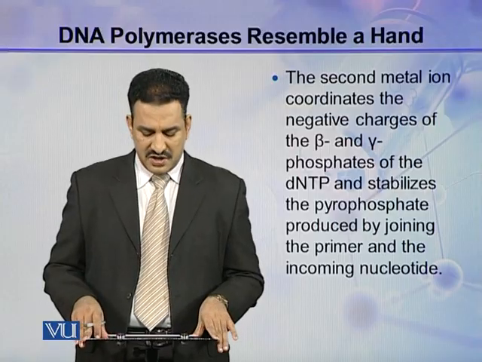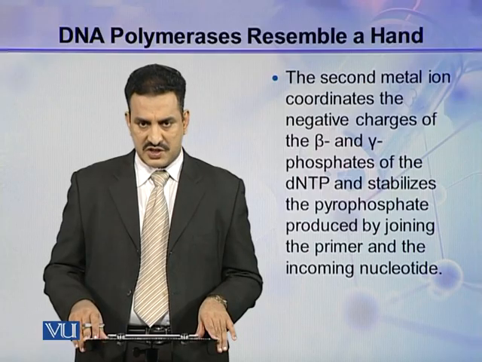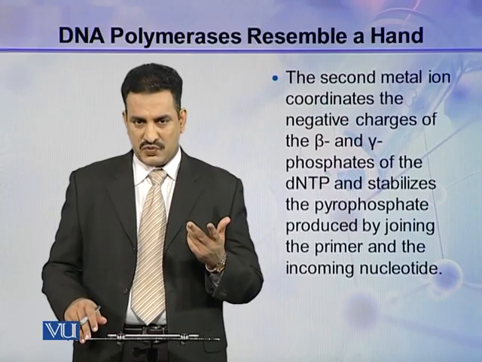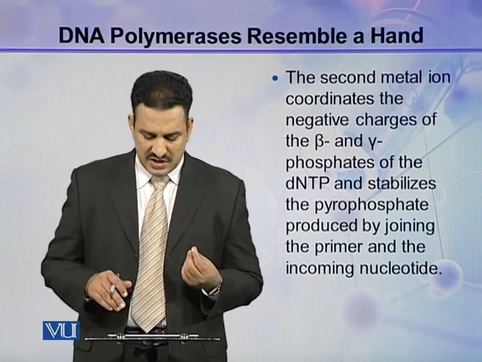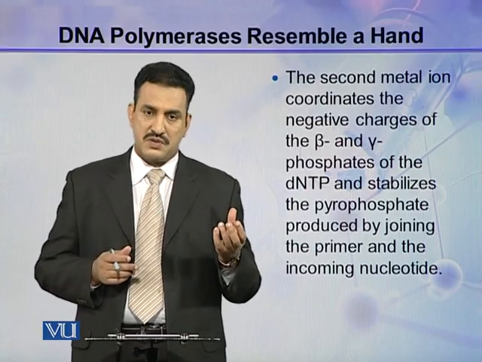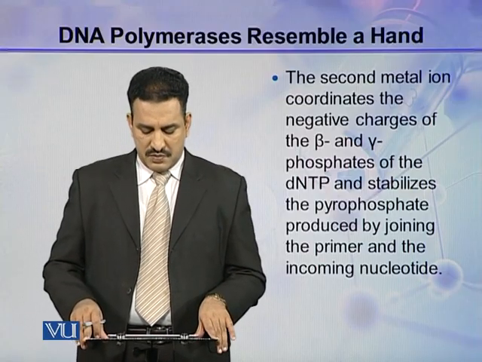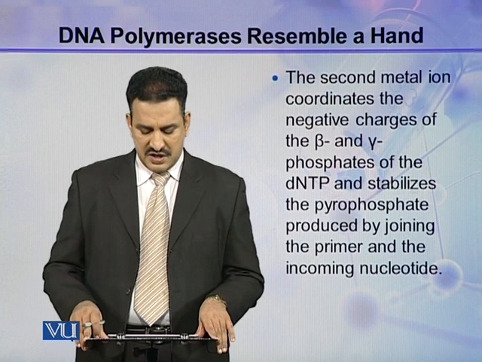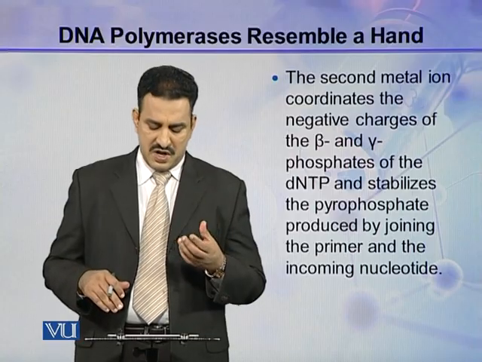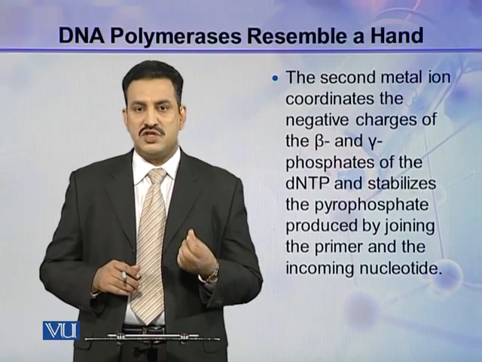The second metal ion coordinates with the negative charges of the beta and gamma phosphates of the dNTPs. That is, when these two phosphates, the pyrophosphate, are released, this metal ion coordinates with the negative charges present on this pyrophosphate and stabilizes the pyrophosphate produced by joining the primer and the incoming nucleotide. When the incoming nucleotide joins with the primer, this pyrophosphate is released. So this second metal ion stabilizes this pyrophosphate.